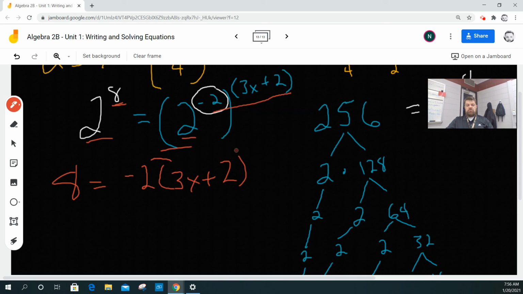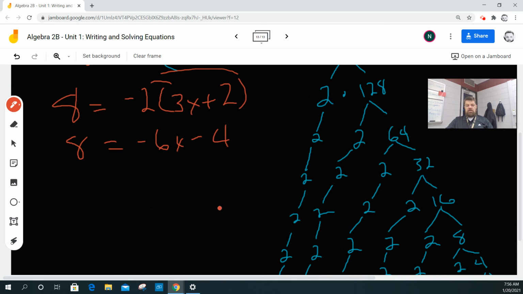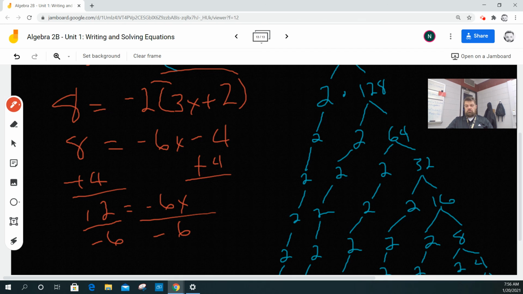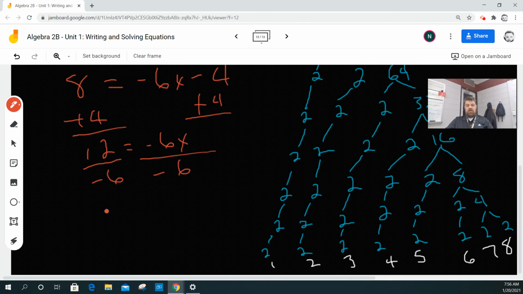So I've got to distribute the 2 through the parentheses. Negative 2 times 3x is negative 6x. Negative 2 times positive 2 is negative 4. And all that equals 8. I'm going to add 4 to both sides. That gives me 12 is equal to negative 6x. Divide both sides by negative 6. And I get x is equal to negative 2.